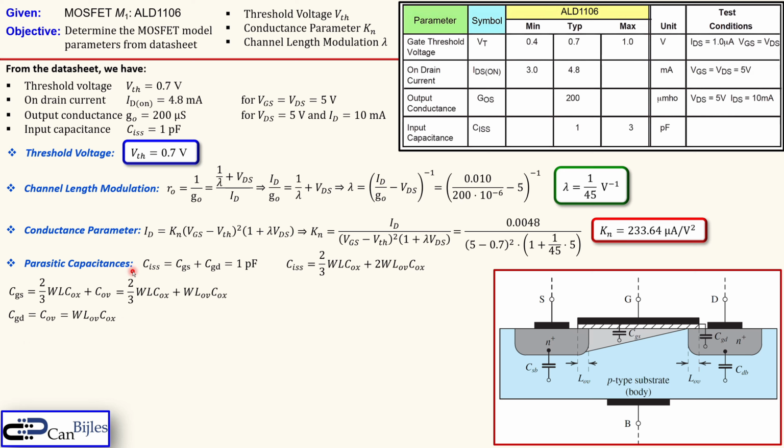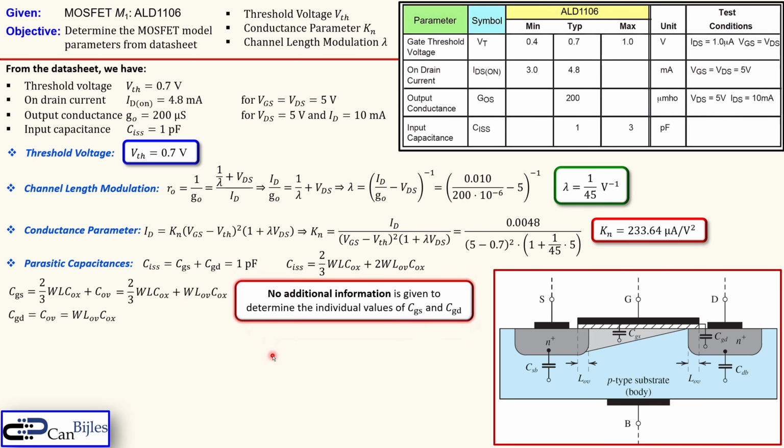Now, we can write down the following. So we can say the input short circuit capacitor CISS is given by this, but you can also use these expressions. Then you get here 2 times, of course, this, because that's the same thing. Now we have a problem. As said before, no additional information is given to determine the individual values of CGS and CGD. So how do we continue?